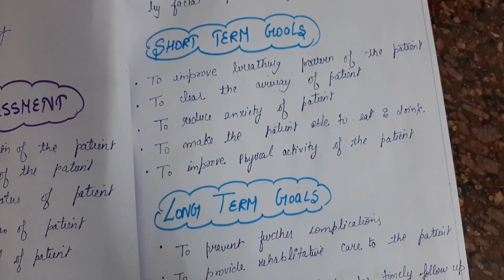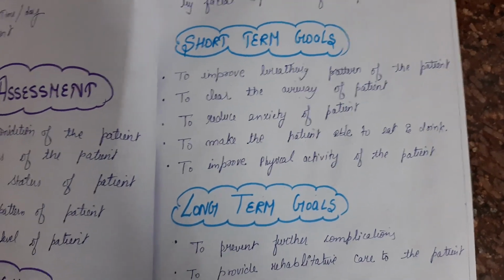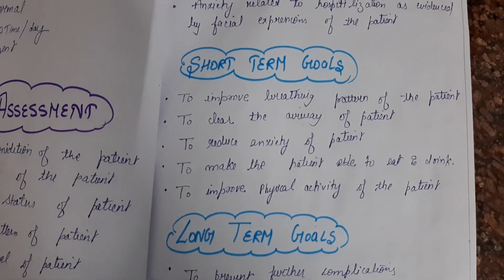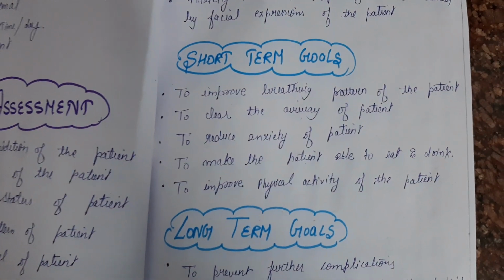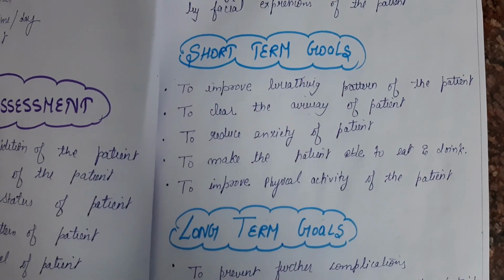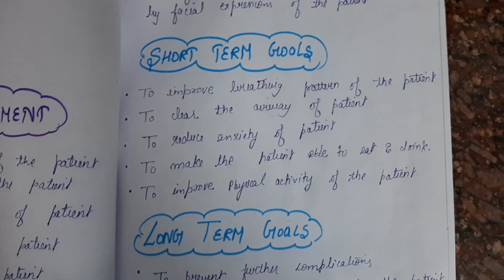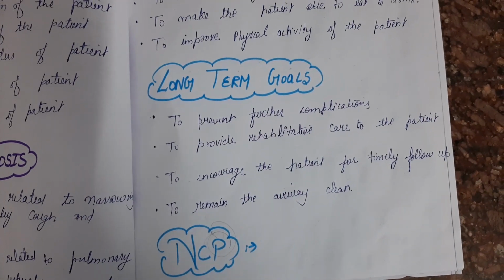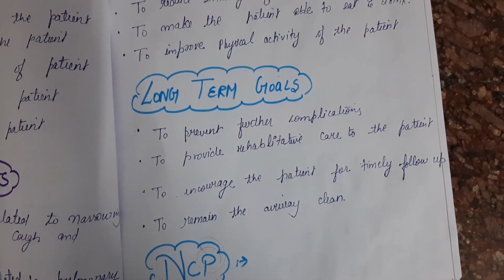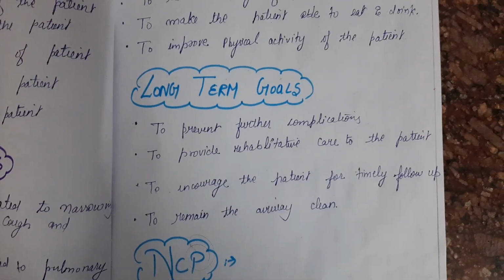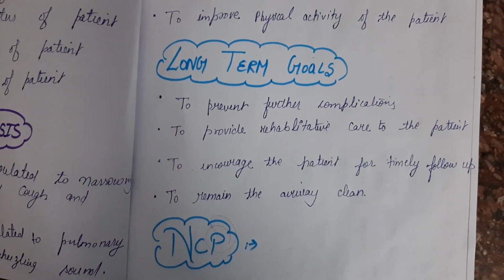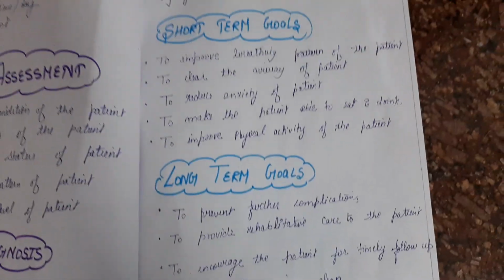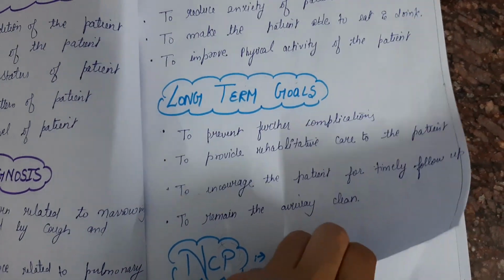After that, we have to write down the short term and long term goals. Here we have to maintain the goals to achieve them. The short term goals are to improve the breathing pattern, to clear the airway, to reduce anxiety, to make the patient able to eat and drink, and to improve the physical activity. Long term is to prevent further complications, encourage the follow-ups of the patient, and keep the airway clear. These are our short-term and long-term goals which we need to achieve.